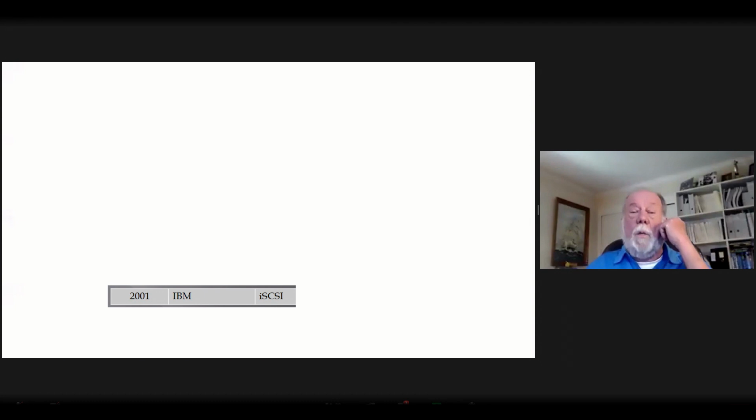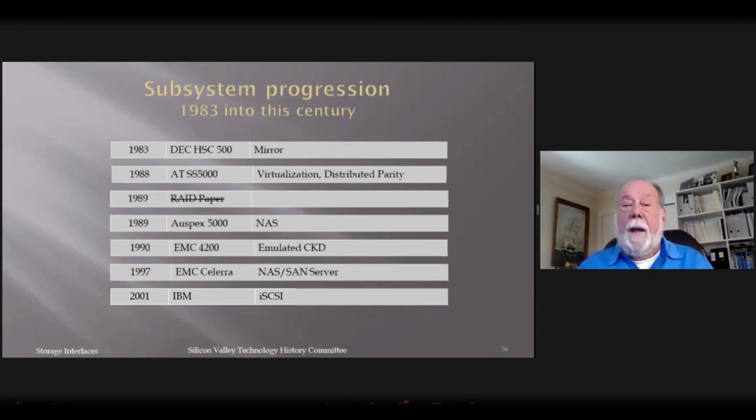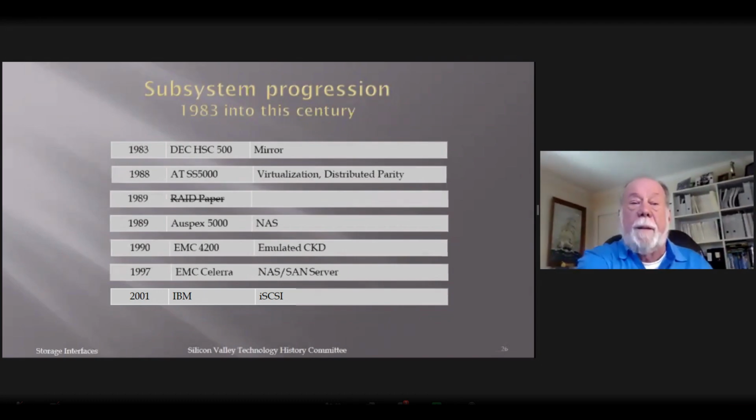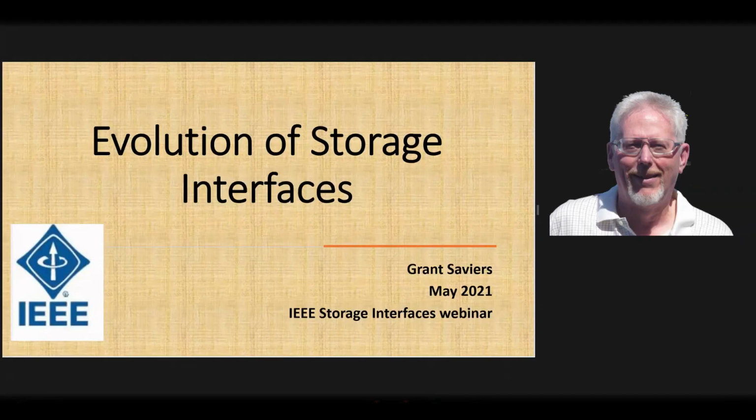So here we are in 2021. I'm certain SATA will be around for quite some time. I still think the world belongs to Ethernet, and I'm really looking forward to seeing which protocol wins out over which fabric. Our next presenter is Grant Saviers.